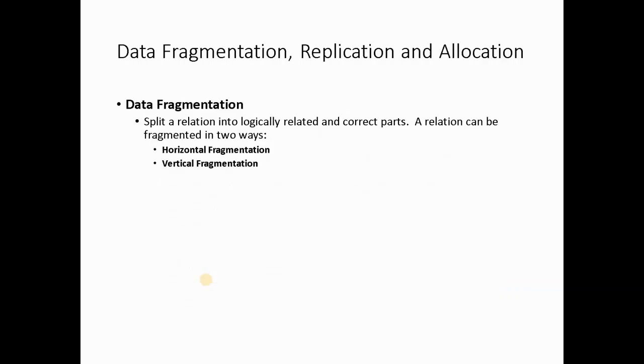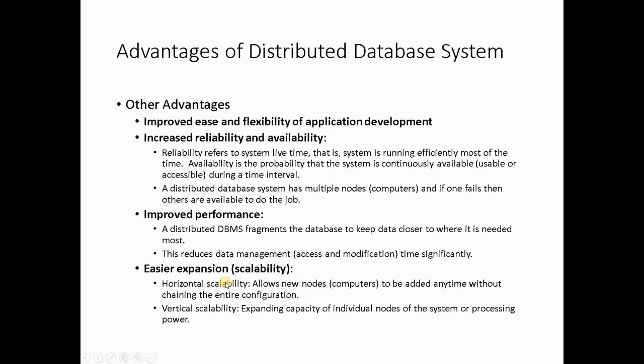And the next one is easy expansion using scalability. That means now if you want, you can add more data, and you can increase the database size by adding more nodes, which is easier compared to handling a centralized system. So this scalability actually comes in two parts. Horizontal scalability, as we discussed earlier, means you can add new nodes anytime, changing the configuration. Or vertical scalability, which means you improve the capacity of the individual nodes, which means you increase the size of the data or the capacity of the system, as well as improve the performance.